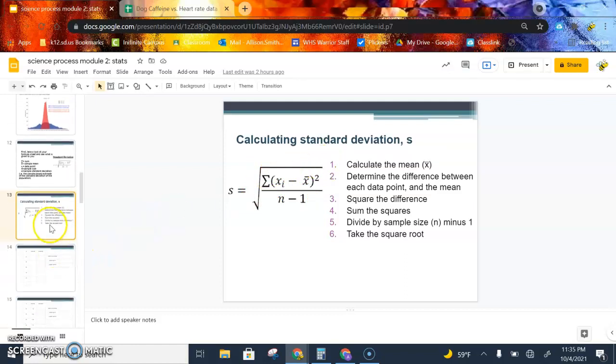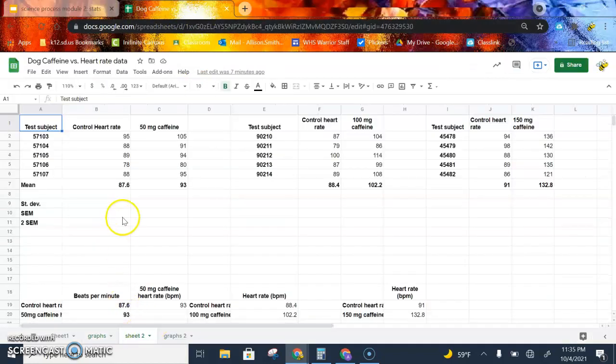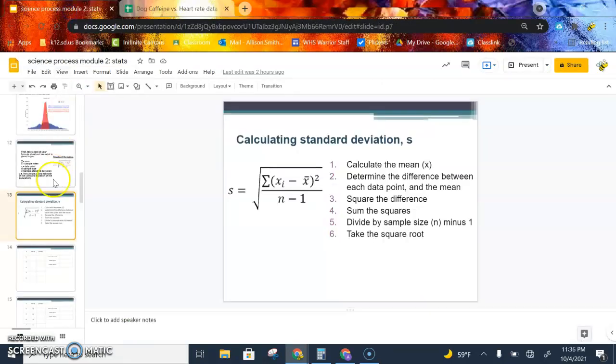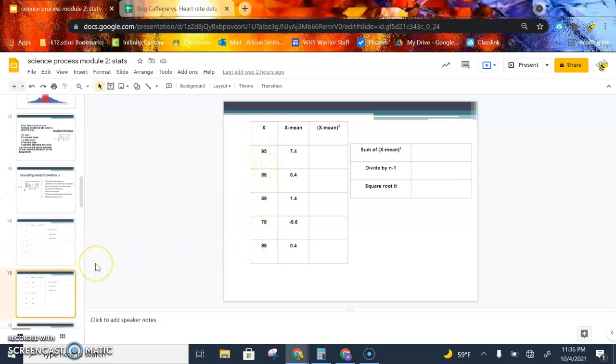And so I'm going to do an example of one of our dog trials for our standard deviation. And so I already have the means here, and I'm going to do it right here with this control group of dogs. And so we have one dog had a resting heart rate of 95, 88, 89, 78, 88. And so remember, my mean or my average was 87.6. And so to begin with standard deviation, here are my X values. These are my dog's individual data points. My mean, remember, was 87.6.